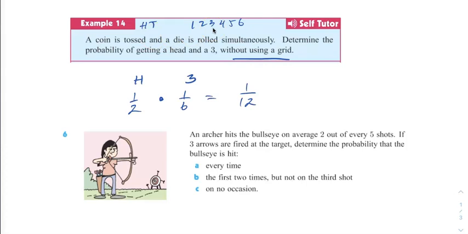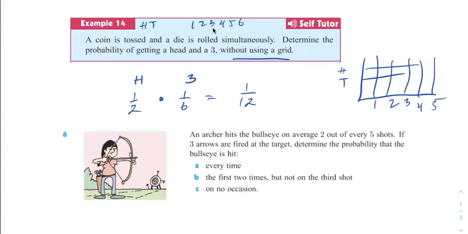Now again, you can do the same thing with the grid if you want. You go heads and tails, and then 1, 2, 3, 4, 5, 6. You'll see there are 12 total, 2 times 6. And then a head with a 3 is right there, so it'll be 1 out of 12. So you could do it with the grid, but it's a lot easier if you just understand the probability and multiply them together.